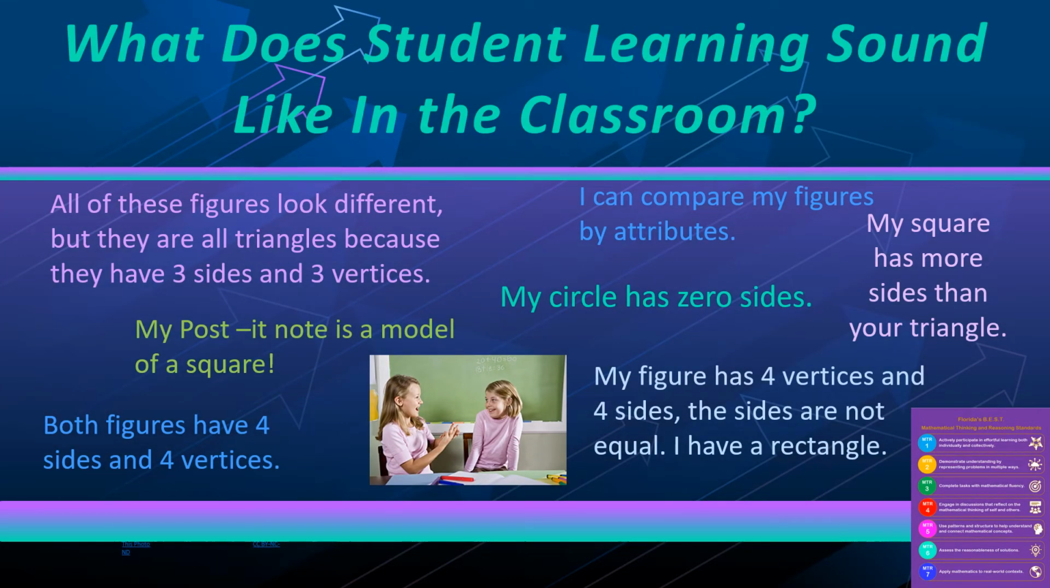Students should be talking about the attributes of 2D figures and comparing them to identify how figures are the same and different. Students should be using 2D figure names and attributes and making connections to real-world figures that model that shape. Students might say, "My Post-it note is a model of a square," or "My circle has 0 sides." They can also apply their comparative language to 2D figures. "My square has more vertices than your triangle, because 4 is more than 3."